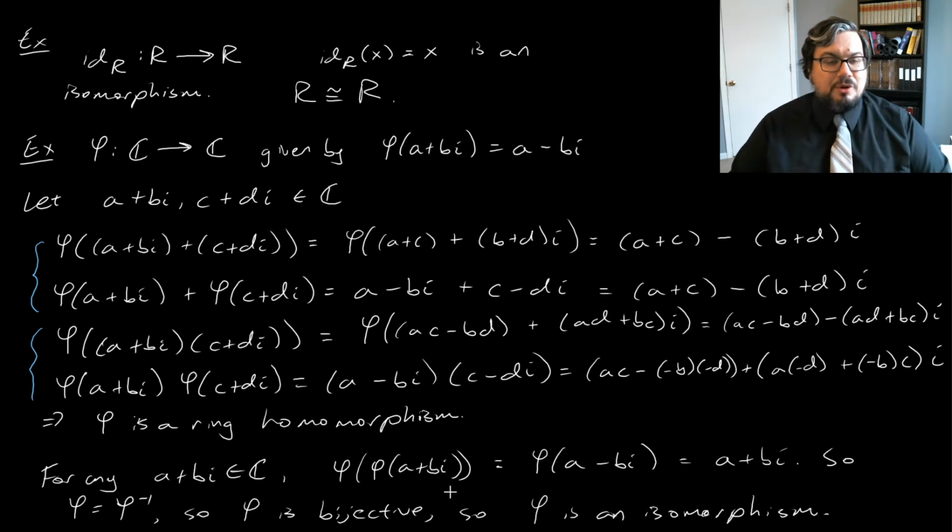Now, this shows that the complex numbers are isomorphic to themselves. We already knew that, actually, because we always have the identity isomorphism, but here we have an example where we've got another one. Phi is not the identity function, but it is still an isomorphism from the ring C back to itself.